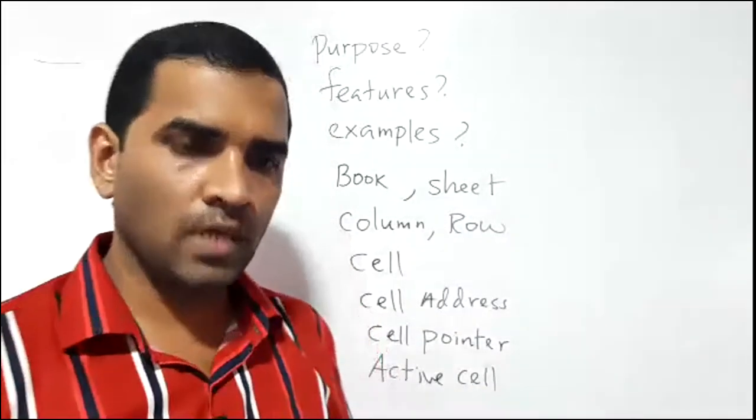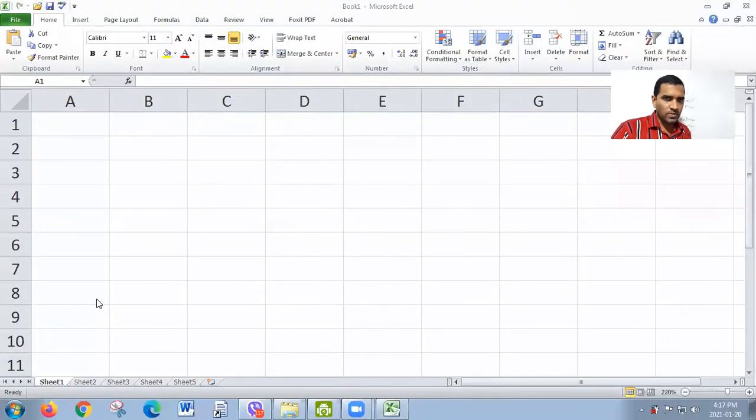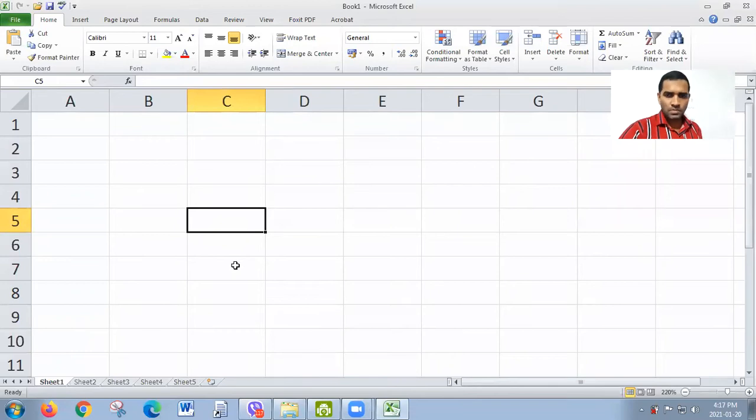Then, active cell. As you can see, you have thousands of cells. But look here, I place the cell pointer here in C5 and try to enter some data. Now look here, the data are entered in C5. Have you noted? You have thousands of cells, but the data were entered only in C5. The cell pointer was placed in C5. So when the cell pointer is placed in a particular cell, it means that cell is in an active state. That may be the reason why the data are entered in cell C5.